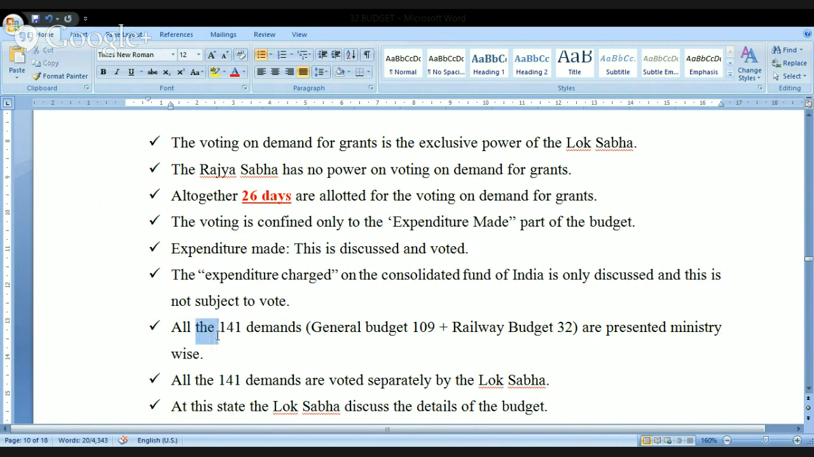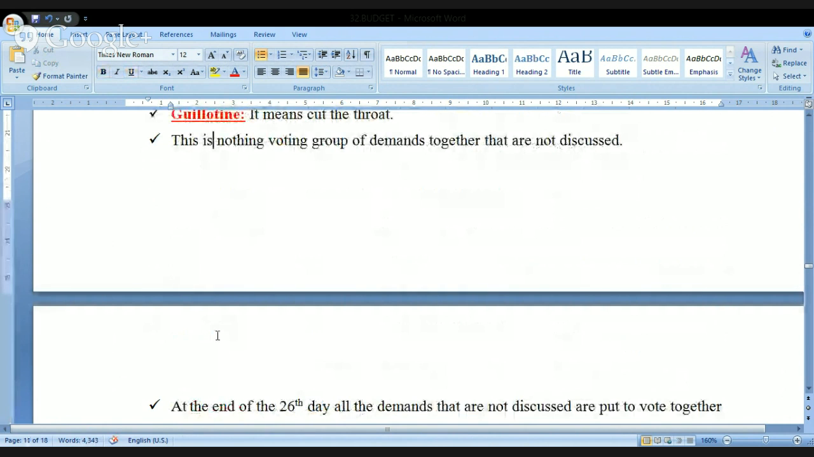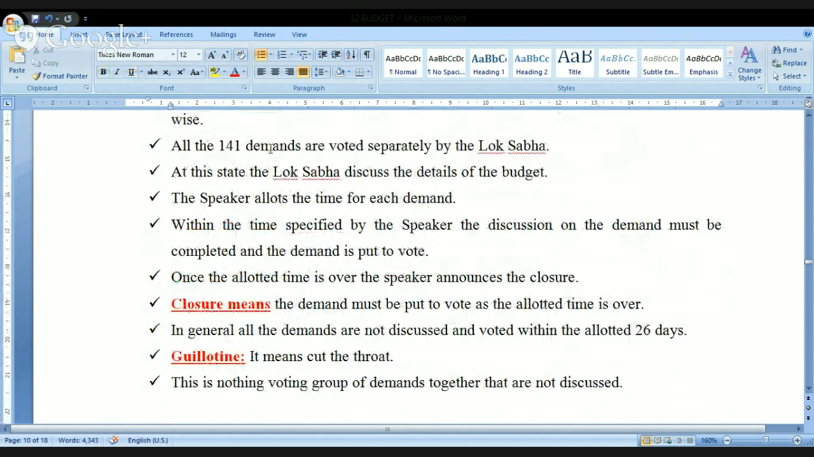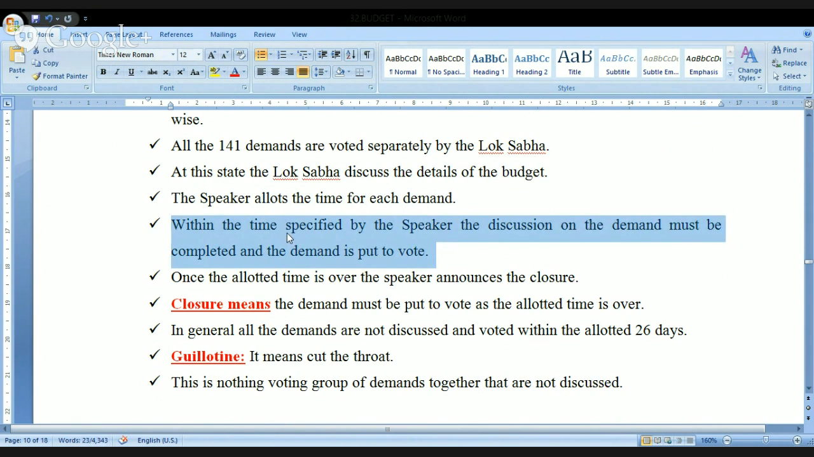Look at this. All 141 demands are presented ministry wise, and all 141 demands are voted separately by the Lok Sabha. At this stage, the Lok Sabha discusses the budget in a detailed manner, and the speaker will be allocating the time for each demand. We know already the speaker is a very important person in the Lok Sabha, and without the consent of the Lok Sabha speaker, nothing will take place. Hence, in this case also, the speaker is playing a crucial role and is allocating the time for each demand. Within the time specified by the speaker, the discussion on the demand must be completed and the demand will be put to vote.